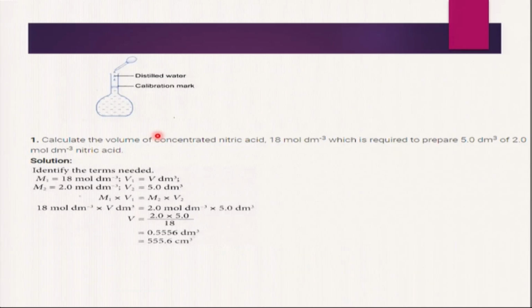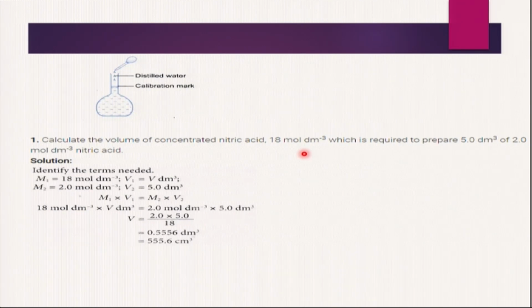Calculate the volume of the concentrated nitric acid. So we are using the same method. 18 moles per decimeter cubed, which is required to prepare 5 decimeter cubed of 2 molar nitric acid. So you need to first interpret the question. In most cases, you need to know what is M1, what is V1, what is M2, and what does V2 represent?